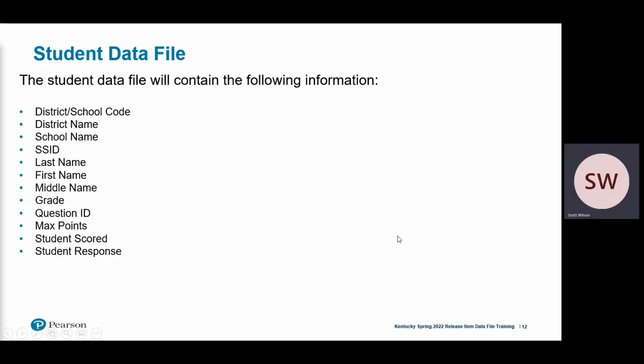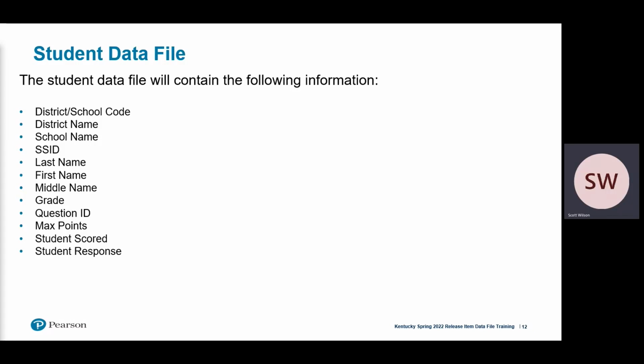All right, moving to the student data file. So the student data file will contain all of this following information. It's very similar to the district and school files, but a little bit different. So we have the district/school code, the district name, school name, the SSID, student's last name, first name, middle name, the grade. Again, the question ID, that question ID will be the same as the question ID for the items on the district and school data files.